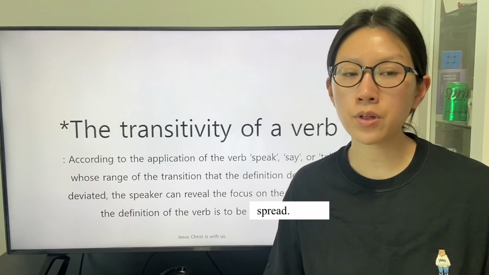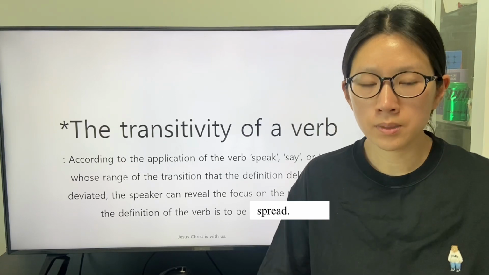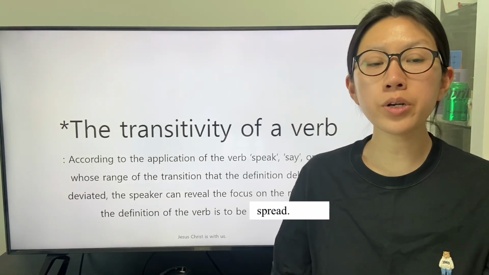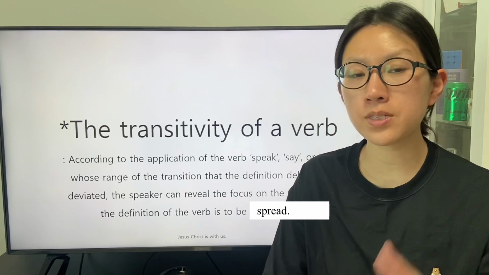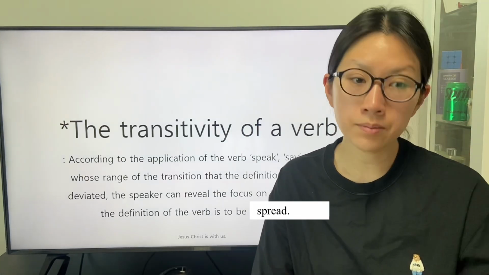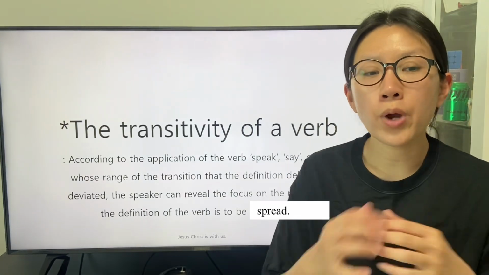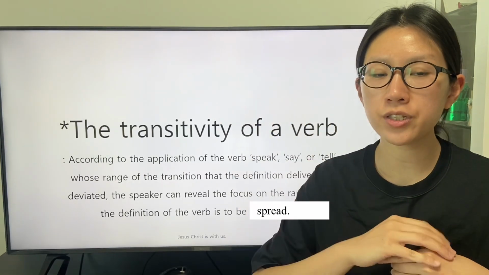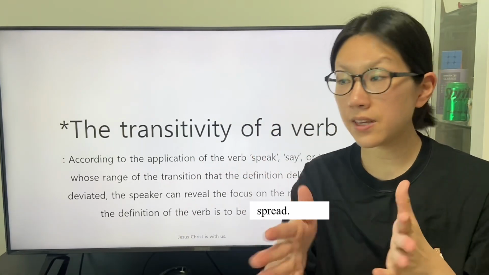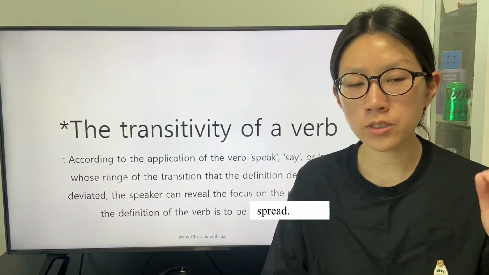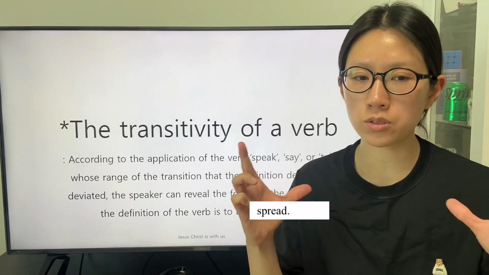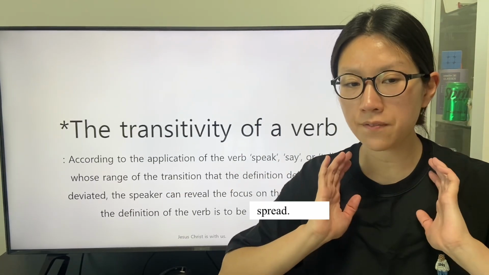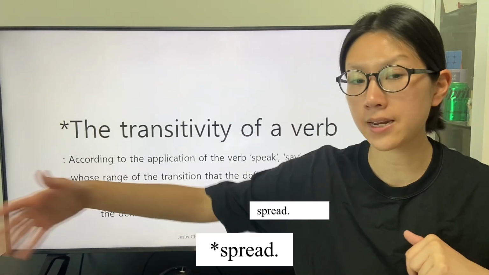We will study about the transitivity of a verb. According to the application of the verb speak, say, or tell, whose range of the transition that the definition delivers is deviated, the speaker can reveal the focus on the range that the definition of the verb is to be.